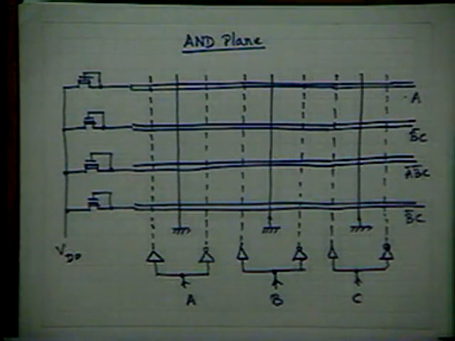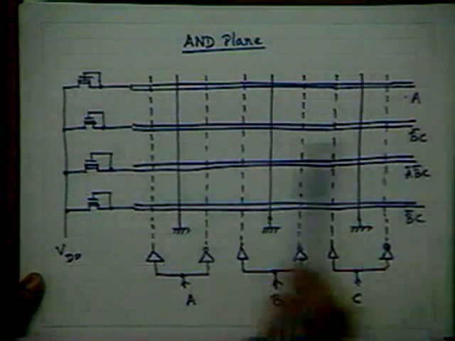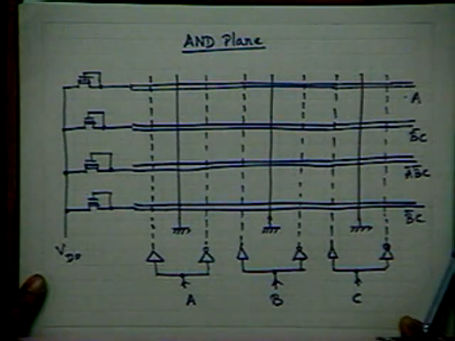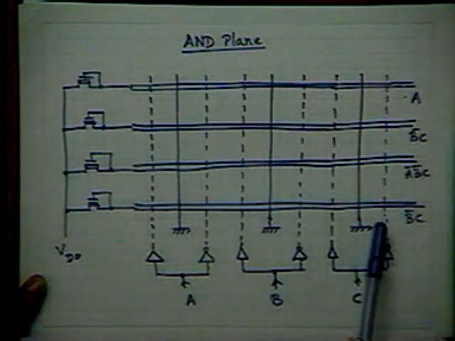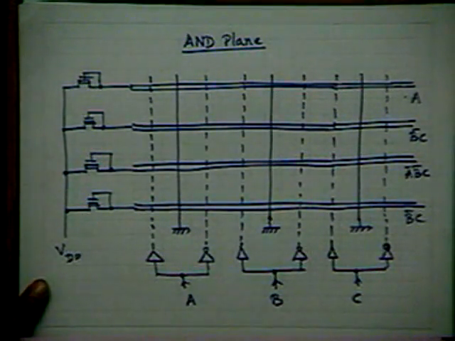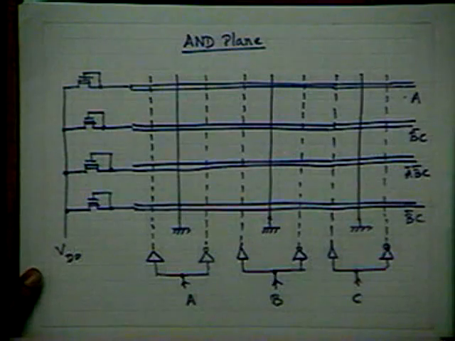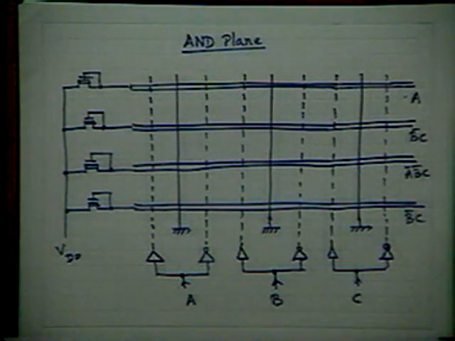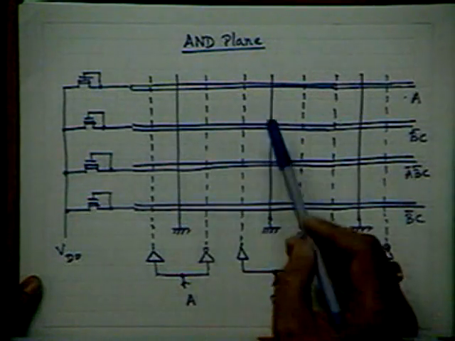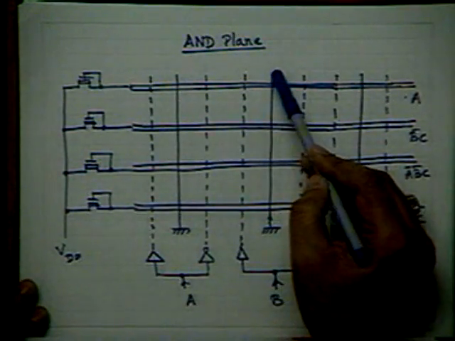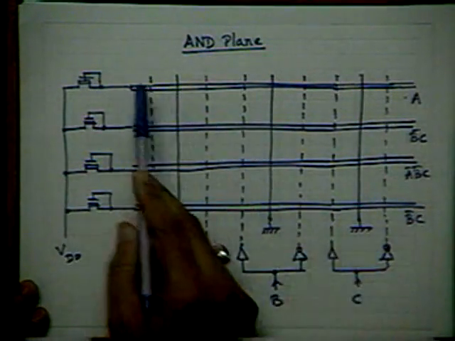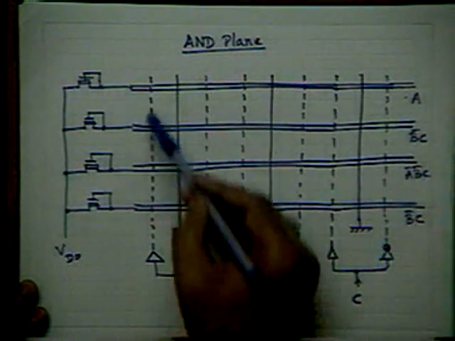We have 4 metal lines, which I am calling rows, 1, 2, 3, 4, 5, 6 poly lines, which are input lines, and 1, 2, 3 ground lines. As per the rule, you remember that if a poly crosses a metal, there is no connection. Similarly, the ground lines I have shown using diffusion. A single solid line means diffusion, a double line means metal, and a dashed line means poly.